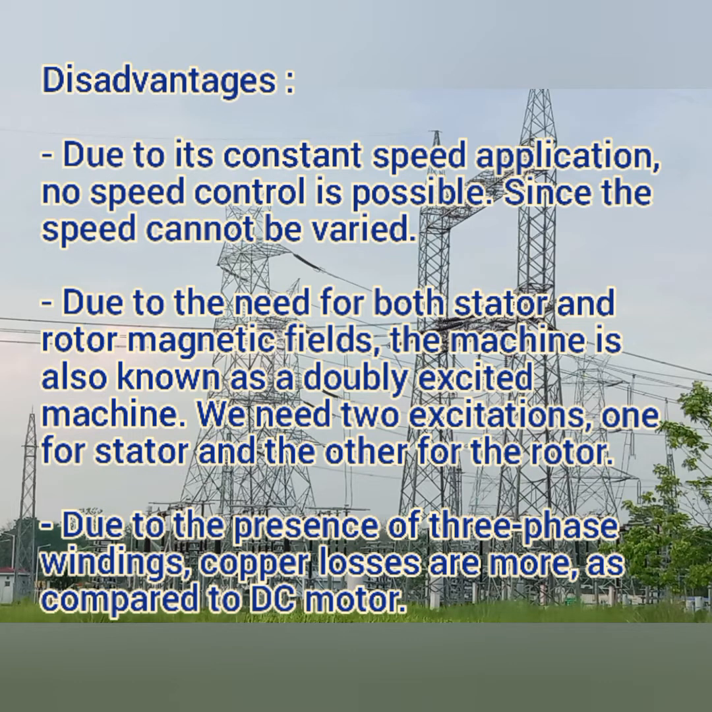Then coming to the disadvantages. Due to its constant speed application, no speed control is possible since the speed cannot be varied. Due to the need for both stator and rotor magnetic fields, the machine is also known as a doubly excited machine, which means we need two excitations, one for the stator and another for the rotor. Due to the presence of three phase winding, the copper losses will also be higher.